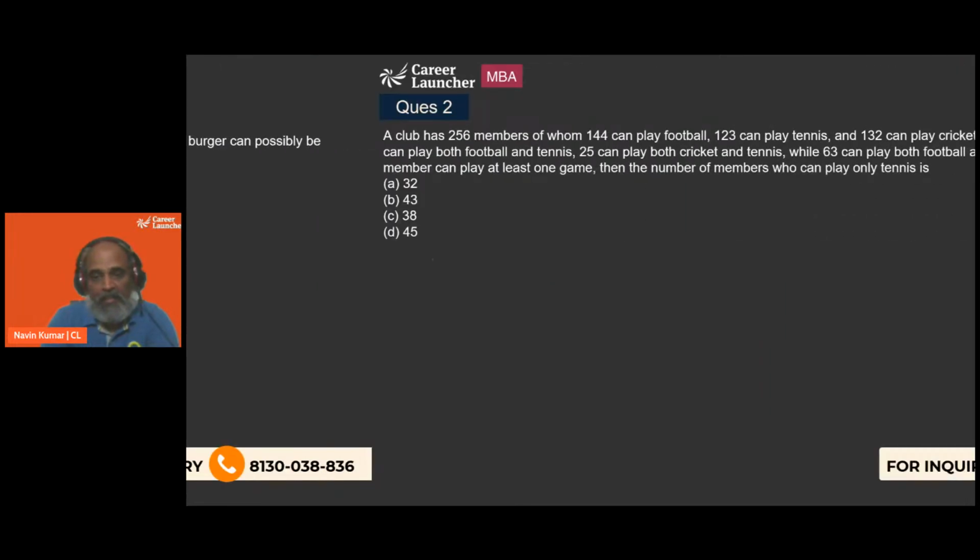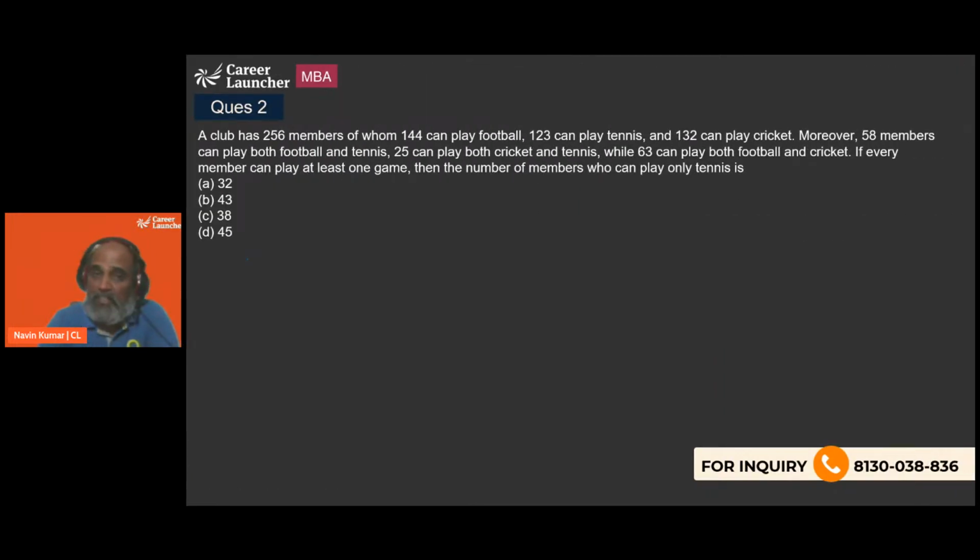Okay, another problem. A club has 256 members, of whom 144 can play football, 123 can play tennis, and 132 can play cricket. Moreover, 58 members can play both football and tennis, 25 can play both cricket and tennis, while 63 can play both football and cricket. If every member can play at least one game, then the number of players who can play only tennis is? So again, this is a 3-set Venn diagram question, and I will be using the Venn diagram approach because a lot of numbers and information are given, so it's going to be easier that way.